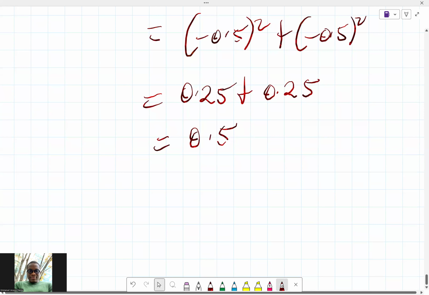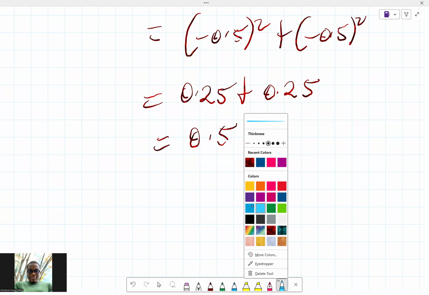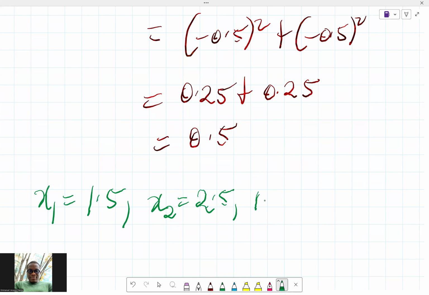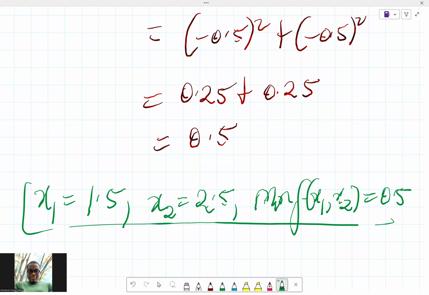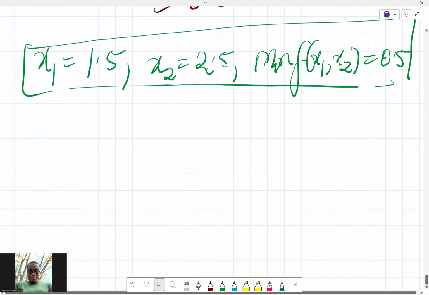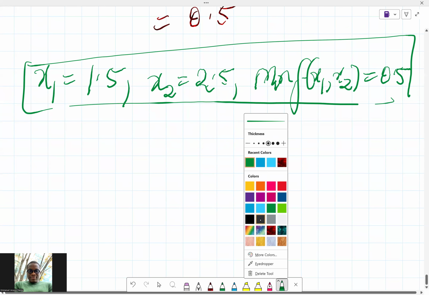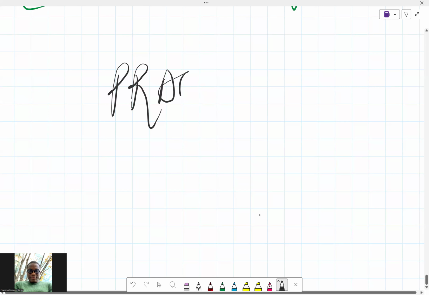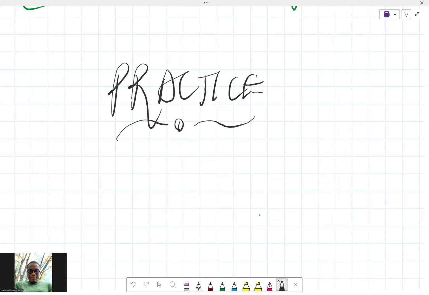So we see that x1 is 1.5, x2 is 2.5, and the minimum value of f of x1, x2 is equal to 0.5, just like we got from that code. Okay, so let's move on and talk about practice questions now. So let's talk about some practice for barrier method before we call it a day.